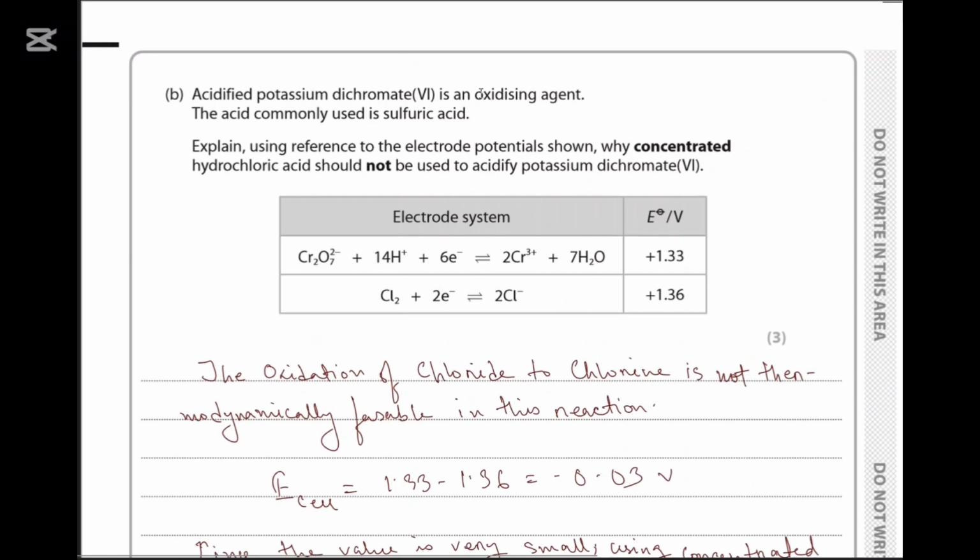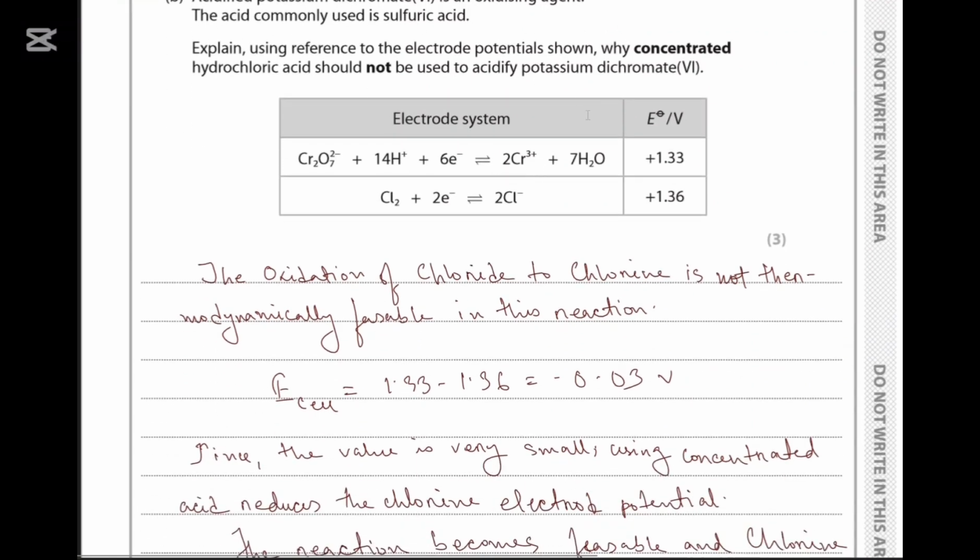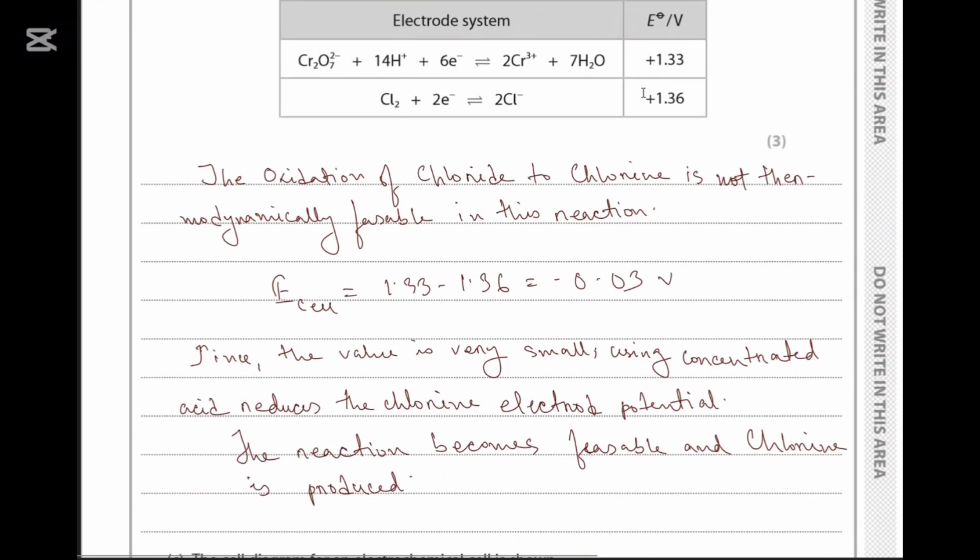Acidified potassium dichromate is an oxidizing agent. The acid is commonly sulfuric acid. Okay. Then, using reference to the electrode potentials shown, explain why concentrated hydrochloric acid should not be used to acidify potassium dichromate. Okay, so you can see here, right?